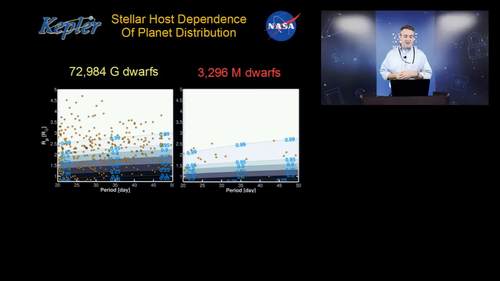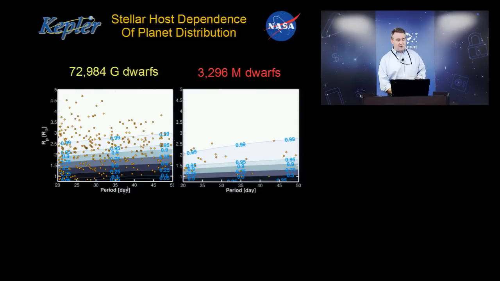Another thing I've done is look at, we talked about GK dwarfs, but what about M dwarfs? What about the planets around K dwarfs or G dwarfs? Are there any trends in this planet occurrence rate with stellar effective temperature? Kepler does have some M dwarfs in its field. It's many fewer M dwarfs than we have G dwarf stars, just because they're so much intrinsically fainter. That's what drives that number.